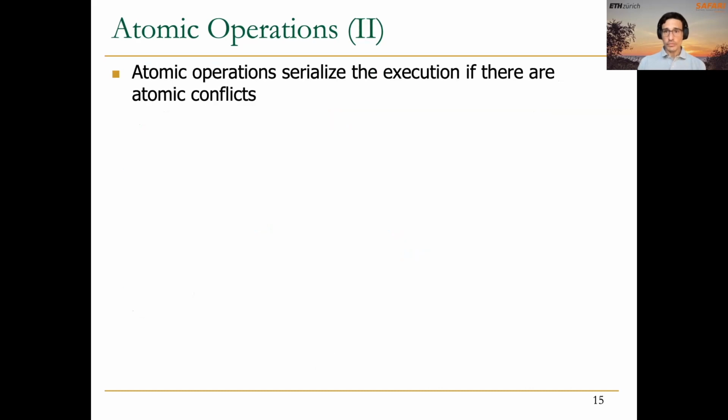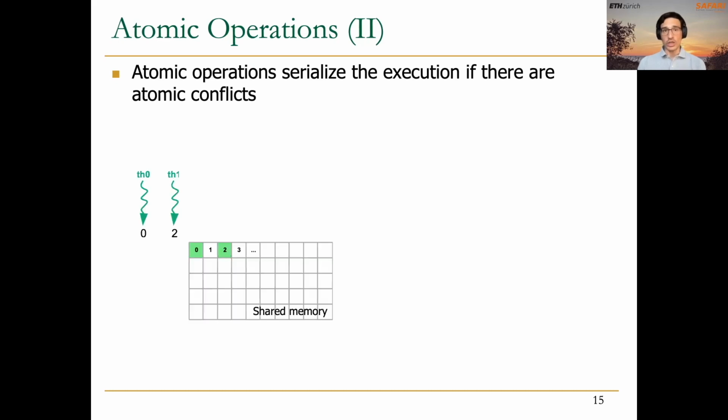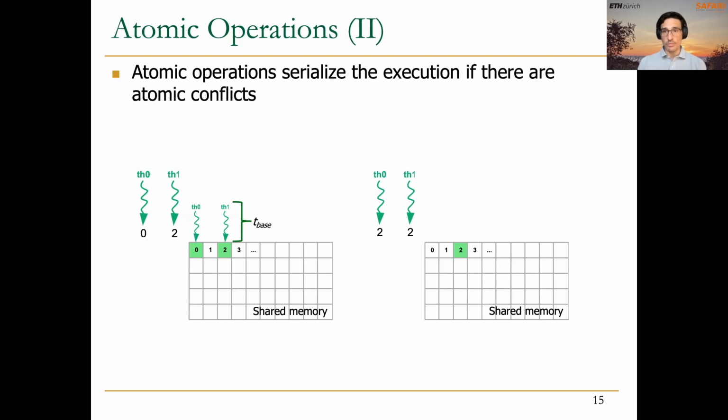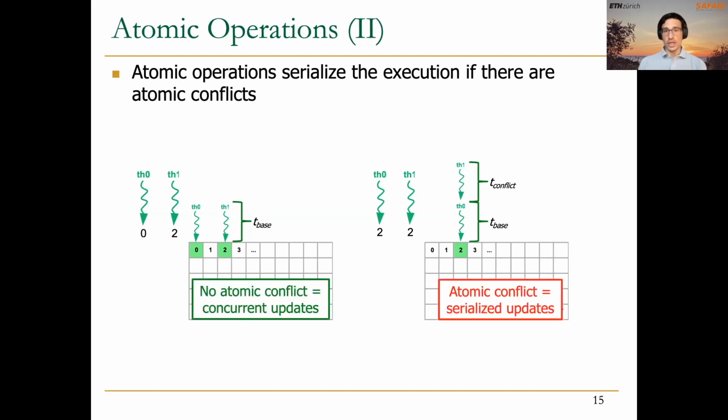The drawback of atomic operations is that they may serialize execution when there are atomic conflicts. For example, if we have two threads in the same warp that want to update two different memory locations in shared memory or in global memory, they can perform the update at the same time. They can perform this read-modify-write, which is atomic, but because there is no contention, they can do it at the same time. However, if they want to update the same value, either in shared memory or in global memory, the access needs to be serialized. The update is serialized, and this entails extra latency due to the atomic conflict.